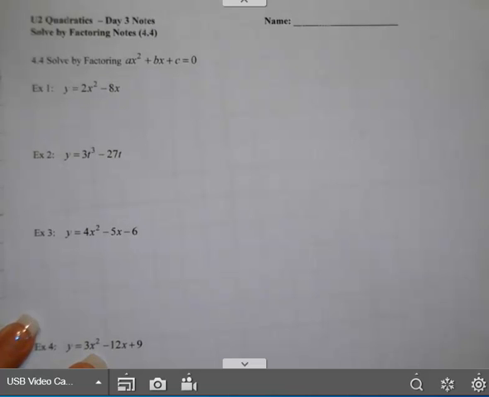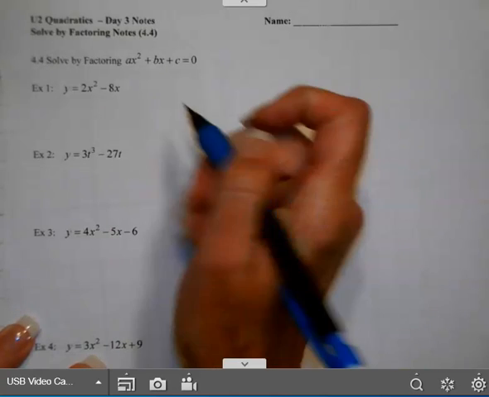We're going to be solving by factoring today. The first half of the assignment doesn't make you solve it. It just has you factor. But for the notes, I'm going to go ahead and factor and then solve. So I'm going to do both pieces.